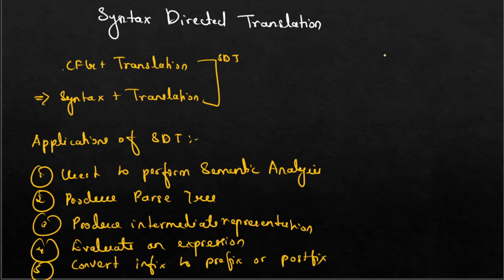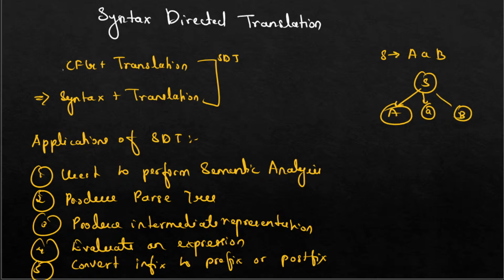So if I just draw the tree of A, B: S, and here will be A, and here will be B, like this. So S is what? The parent of A and B. A is the child to S. A is the left sibling to B. These are the terms you all know, right? So note this, everyone.